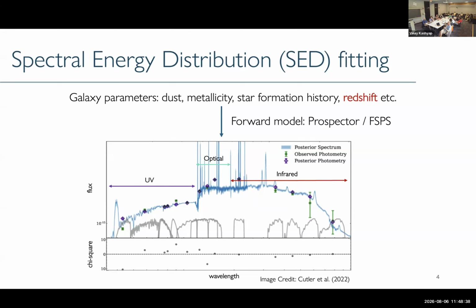When we do SED fitting, the typical time for generating a spectrum is 15 to 20 milliseconds, but you have to do this many times, and a lot of people are trying to make it more efficient, for example, by using an emulator.